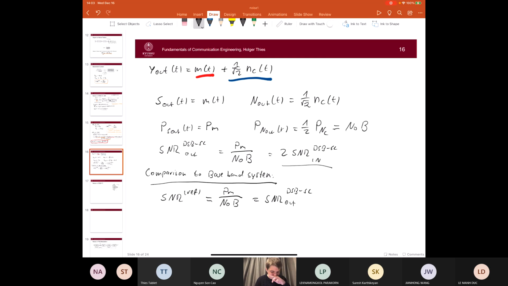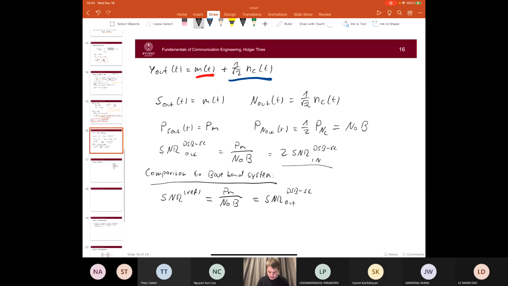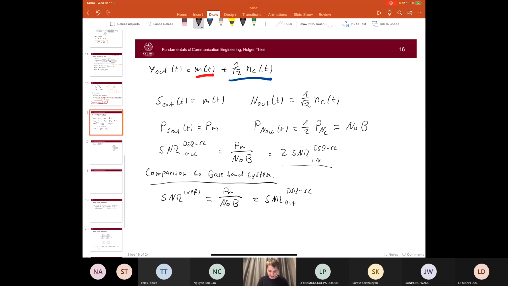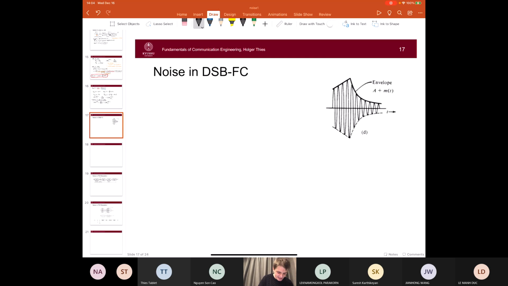So we have the same signal to noise ratio as if we would use the baseband system. Right? So from the signal to noise perspective, this is exactly as good as the baseband, as not doing any modulation at all. But we have seen that there are some practical problems with implementing this modulation scheme in the modulation lecture. This is why we have looked at other modulation schemes, and now we will look at the next one we have looked at in the modulation lecture, namely double sideband full carrier.